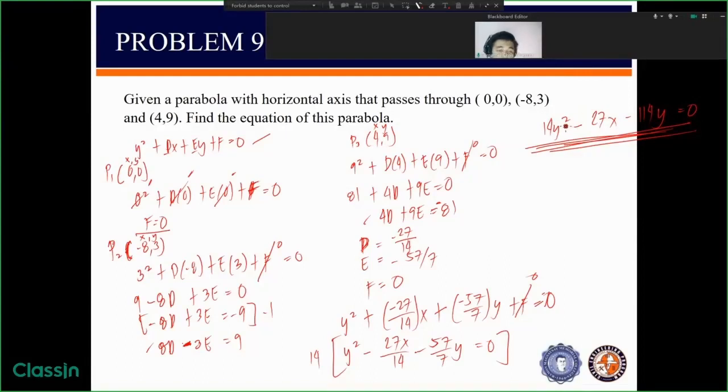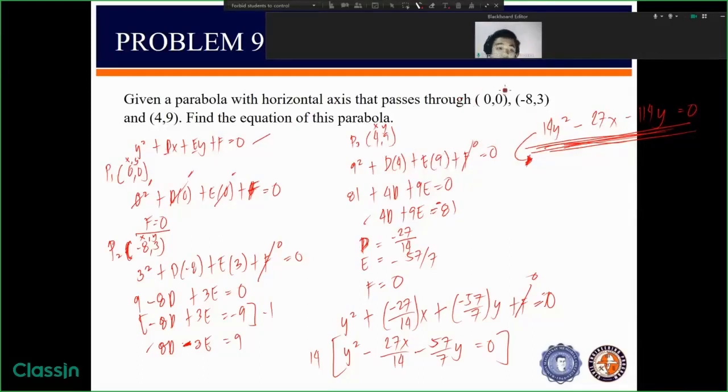Or you can convert this into the standard form. You can convert this to standard form, but this is acceptable. So, I will end here for problem number 9. This will be our answer: 14y squared minus 27x minus 114y equal to 0. This is the equation of this parabola.